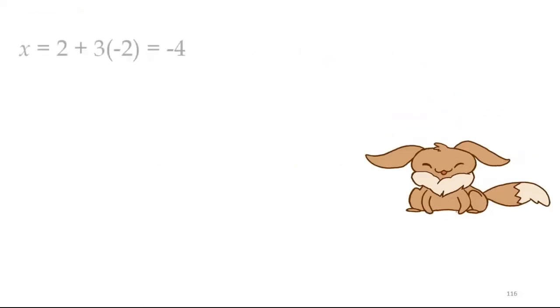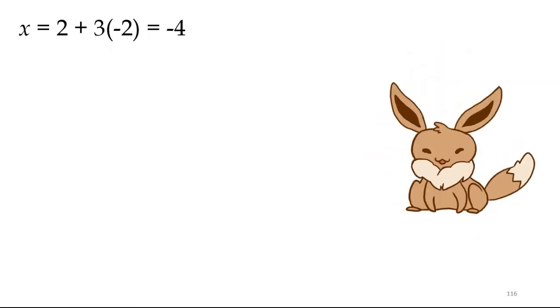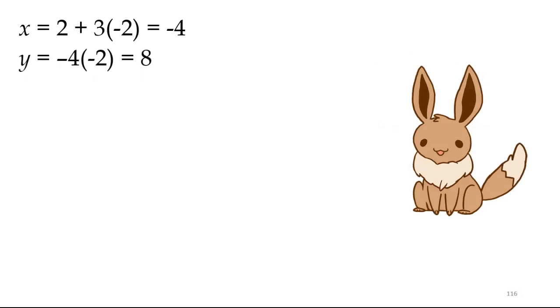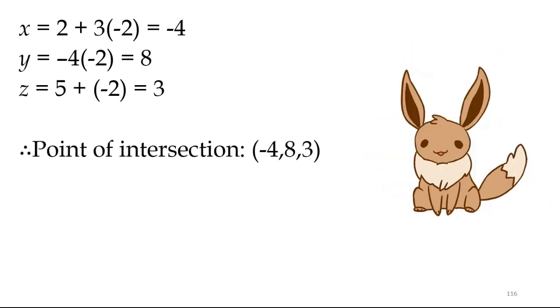Okay, so kita substitute x, 2 plus 3 negative 2, we got negative 4. And then untuk y, negative 4 times negative 2, we got 8. And z, 5 plus negative 2, we got 3. So the point of intersection would be negative 4, 8 and 3.